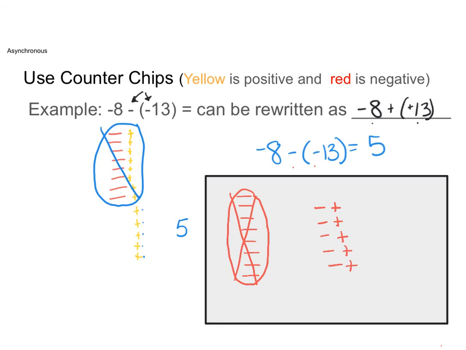Okay, so I took away 8 here on the left. Now I have to take away until I get to take away 13 total. So 8, 9, 10, 11, 12, 13. So what am I left with? I'm left with 5 positives. That's the end of subtracting integers. We will be working on guided practice and independent practice in class.